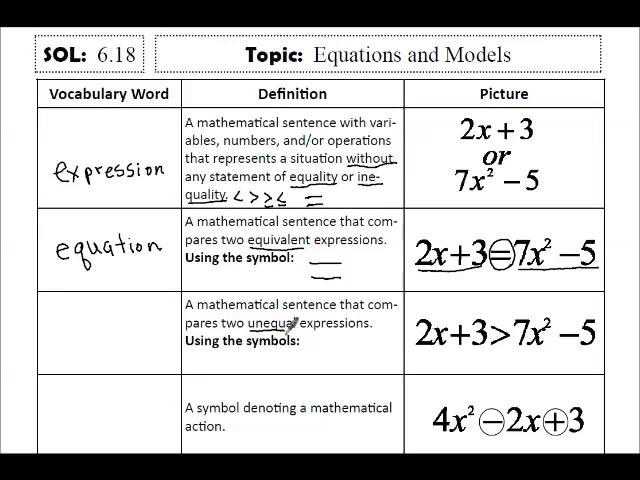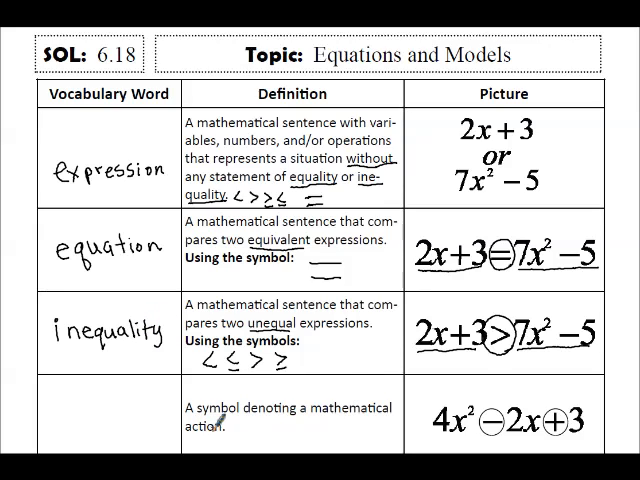A mathematical sentence that compares two unequal expressions might use the symbols less than or equal to, greater than, or greater than or equal to. So this is saying that the expression 2x plus 3 is actually greater than 7x squared minus 5. They're not equal. One is bigger than the other. And this is called an inequality.